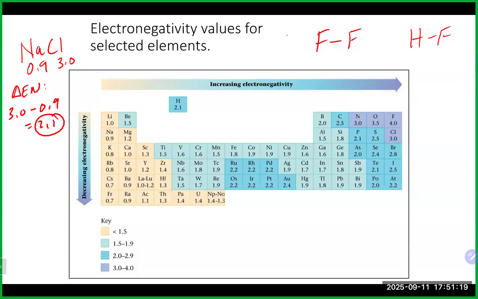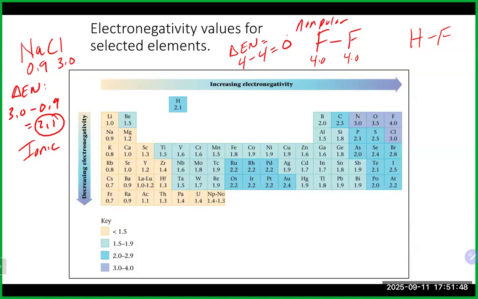If we come over here to F2, fluorine is 4, and the other fluorine is 4. So if we do the change in electronegativity, we got basically 4 minus 4, which is 0. That definitely falls between the 0 and 0.4. And in fact, this would be considered a pure covalent bond as it has a difference in electronegativity of 0. This guy is ionic, and this guy would be nonpolar.